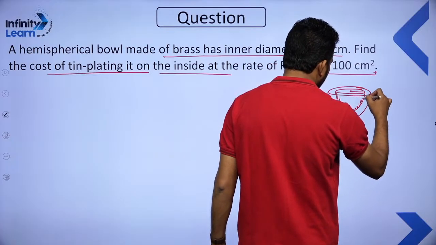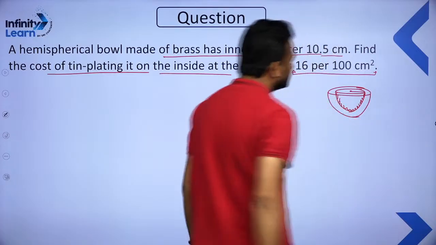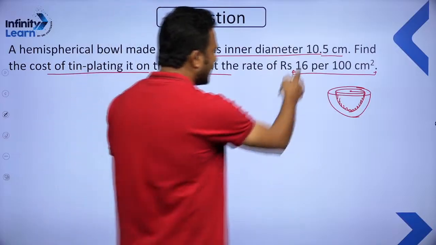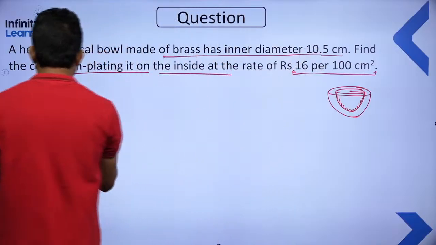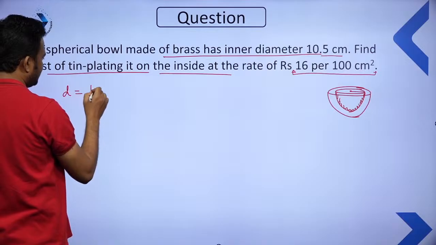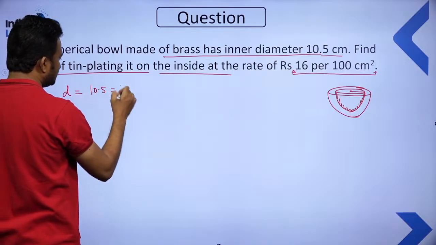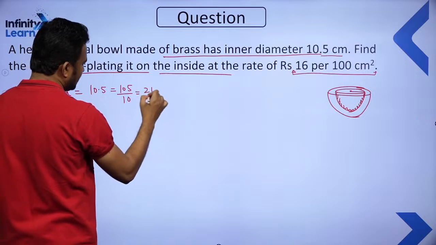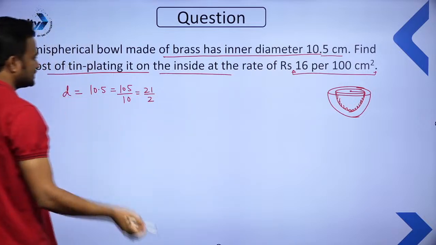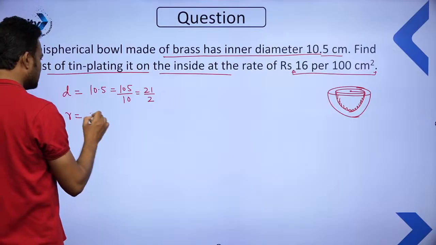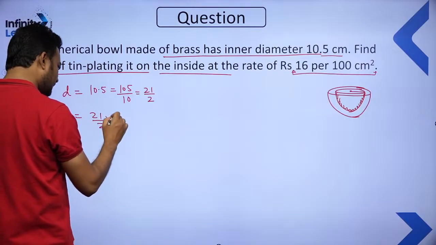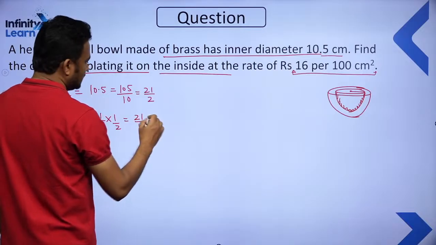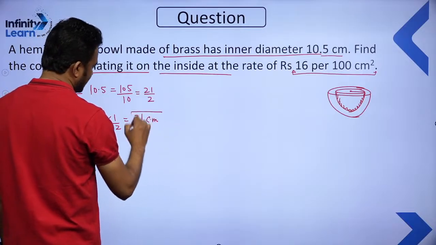So we will use inner curved surface area, and for that radius is known. And what is the diameter? So diameter is 10.5, guys. Diameter is 10.5 and 10.5 is also 105 by 10, right? So once you simplify this, you will get 21 by 2. Alright, so this is the diameter. So what will be the radius? 21 by 2 into 1 by 2. So you will get 21 by 4. So this will be the radius.